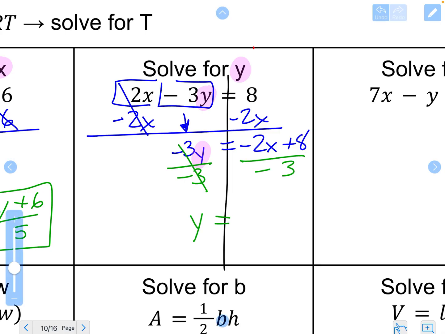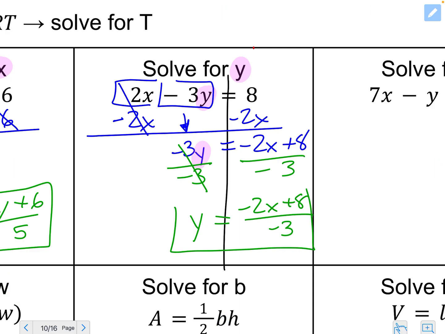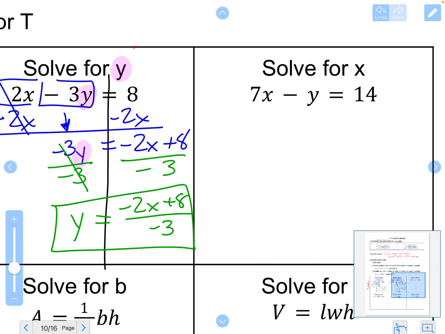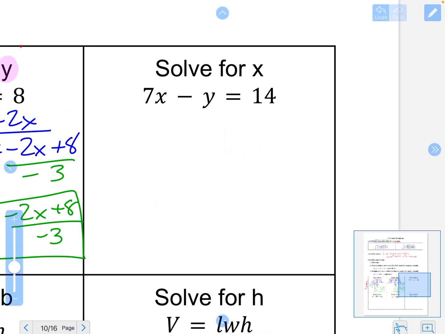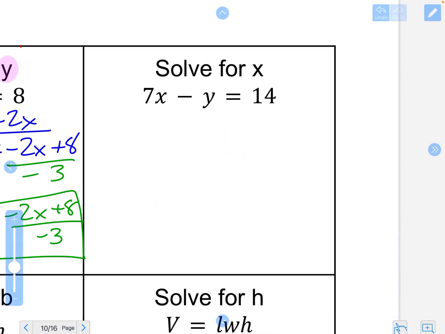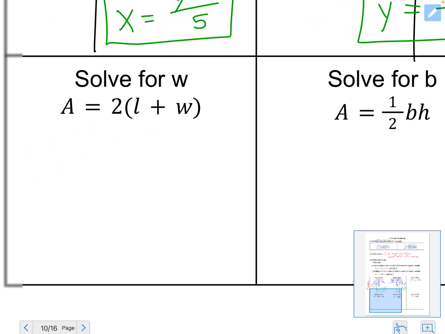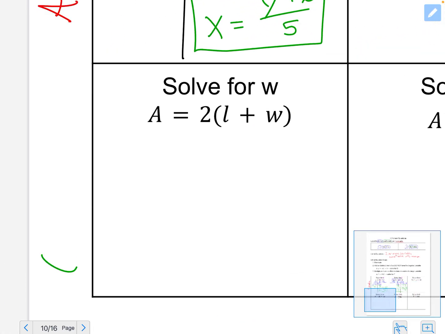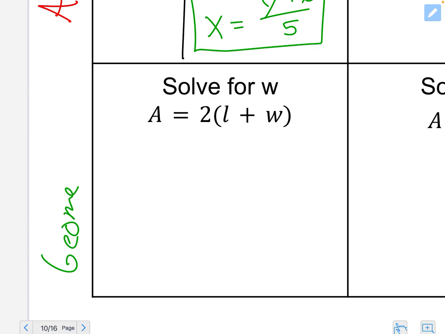So our final answer is going to be y equals negative 2x plus 8 all over negative 3. And again, later on, we're going to simplify that further, but for now, that's all I want us to be able to do. All right, I want you to try this one on your own and check it with the completed notes.